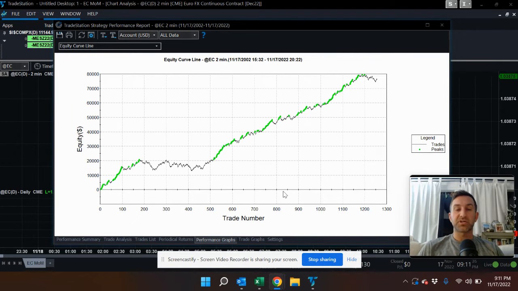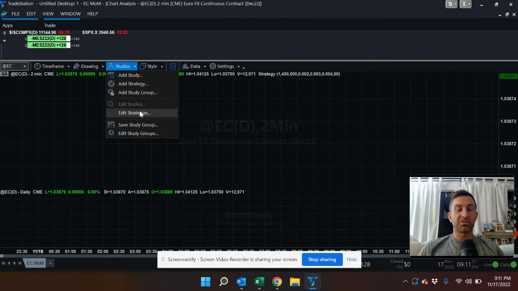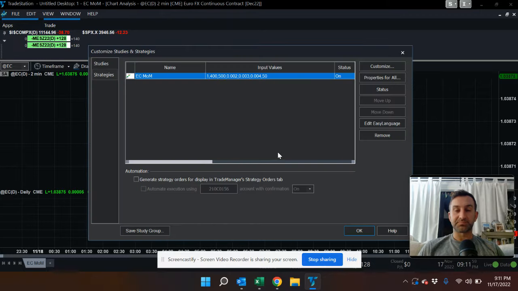Here's the chart, the performance chart. So please note that this actually does include $3 per side commissions and one tick of slippage for the trade, which is pretty conservative given the fact that we're using limit orders and not market orders. So we can jump into some of the code here, and we're looking at a Euro currency 2-minute strategy on data 1.